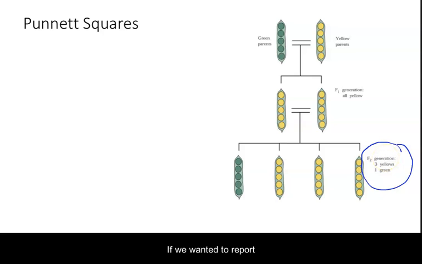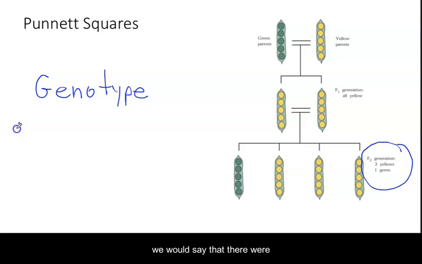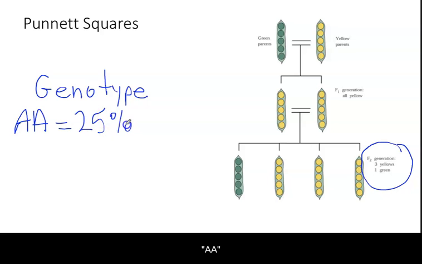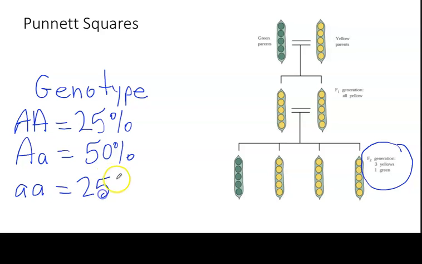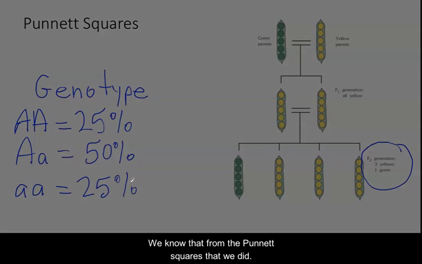If we wanted to report the genotype frequencies, we would say that there were 25% big A, big A, 50% big A, little a, and 25% little a. And we know that from the Punnett squares that we did.